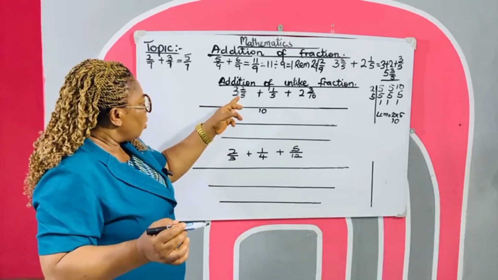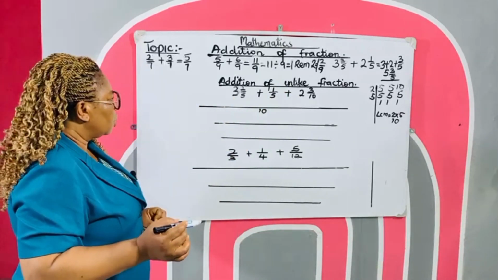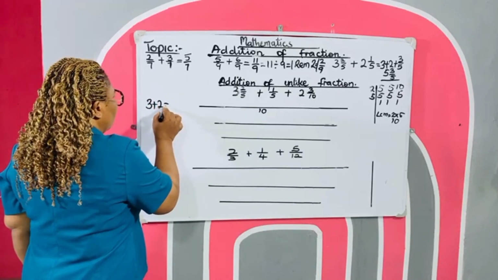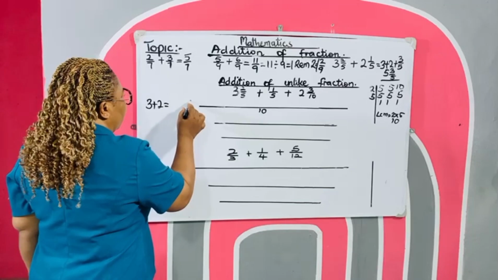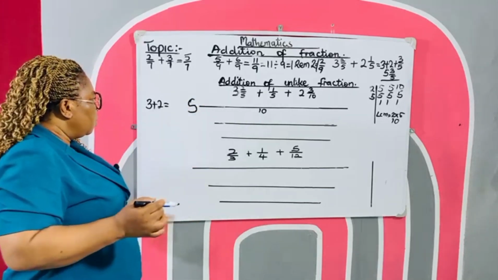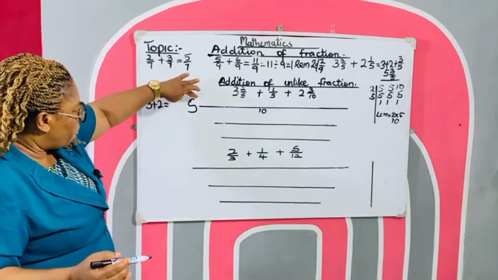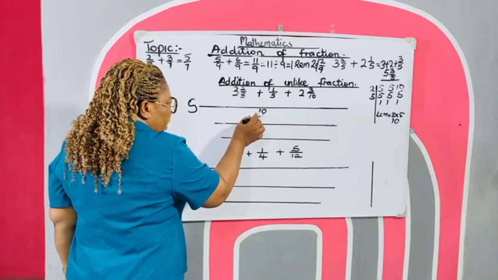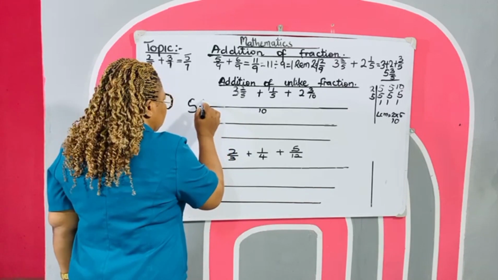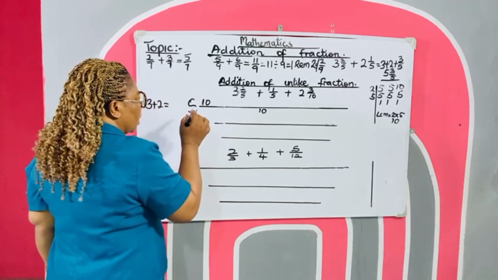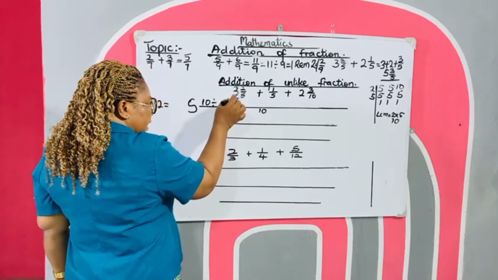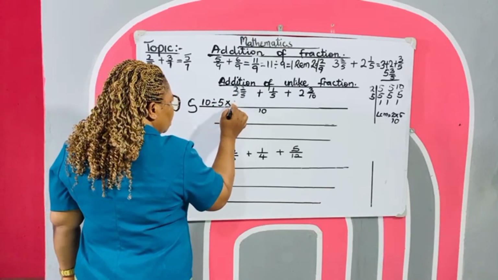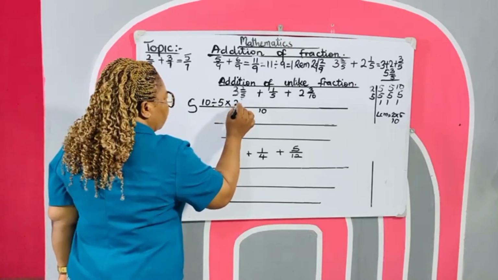Okay. Look, the LCM is 10, and the numbers have whole numbers. So you say 3 plus 2 will give me a whole number of 5. You write 5 here, not up at the middle. So this LCM is 10. Divide by this denominator, which is 5, times 2. That is the first one.